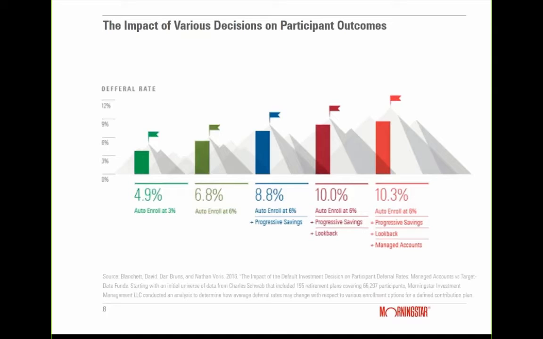Right. Next, think about adding progressive savings, where the deferral rate increases every year by 1 or 2%. Right. Next, add a look back. Force participants to go in at least once a year and make a decision about their retirement savings. And then finally, consider adding managed accounts.